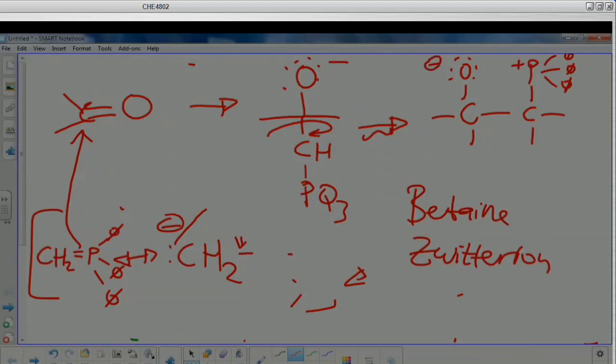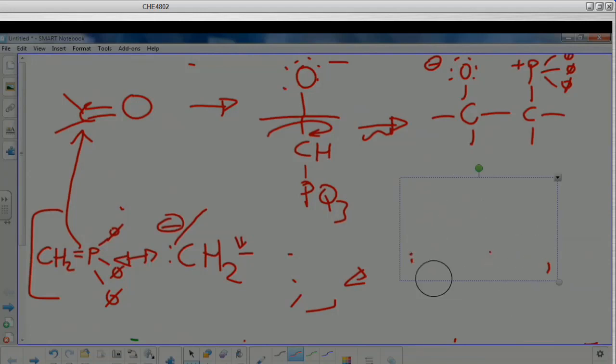It undergoes bond rotation, we end up with this negative charge here. So this oxygen, remember one thing you must know: phosphorus has a high affinity for oxygen.